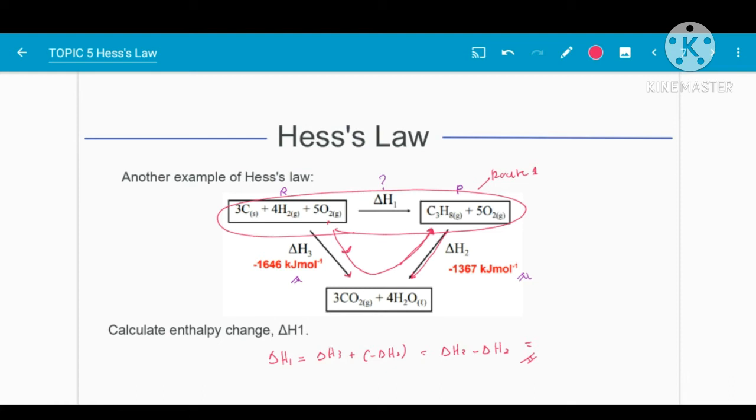Now, insert the value of the enthalpy change. Negative 1646 minus negative 1367. So the answer is negative 1646 plus 1367, which is negative 279. Negative 279 kilojoule per mole.